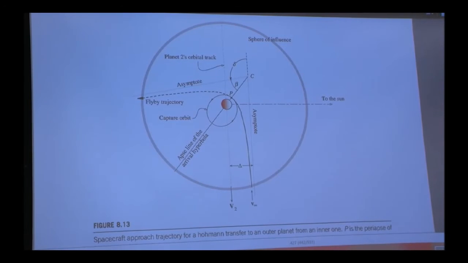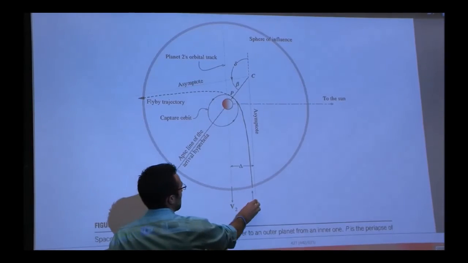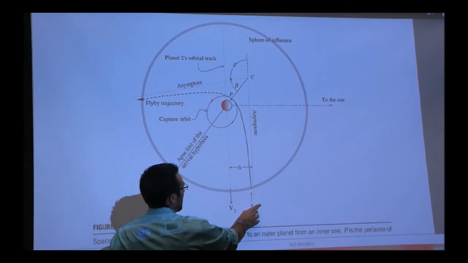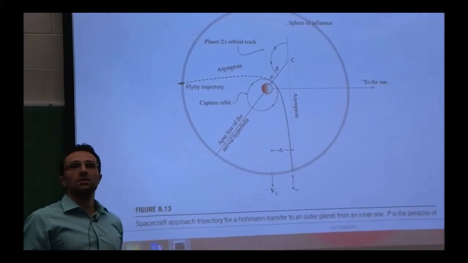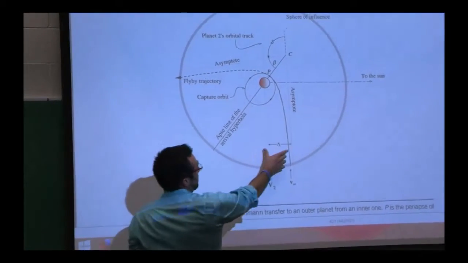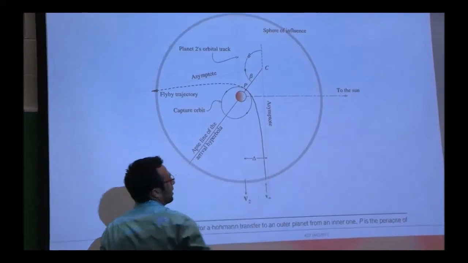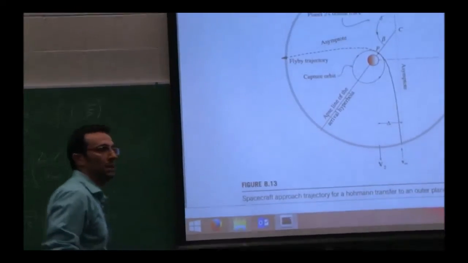Coming in, you can do more things. Once again, the inputs are V infinity, which you cannot control if you're coming in on a Hohmann transfer. It's just given to you. These you can control. Someone has to do fine maneuvering so that you're coming in at the right distance.